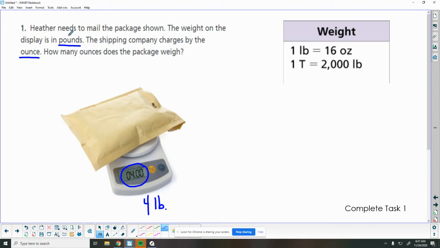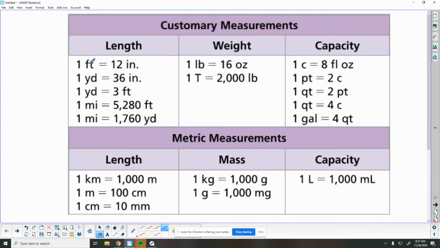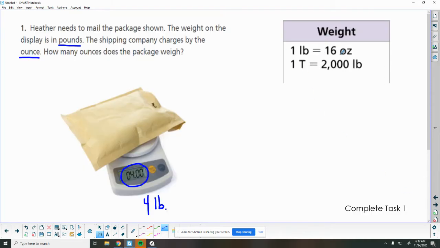So I always like to underline what units I am talking about. So I can see pounds and ounces. On my table, this is feet and yards, so that's measuring length. Here's pounds and ounces. We are measuring weight, so we need to be using this section here. I've pulled that over here for us.